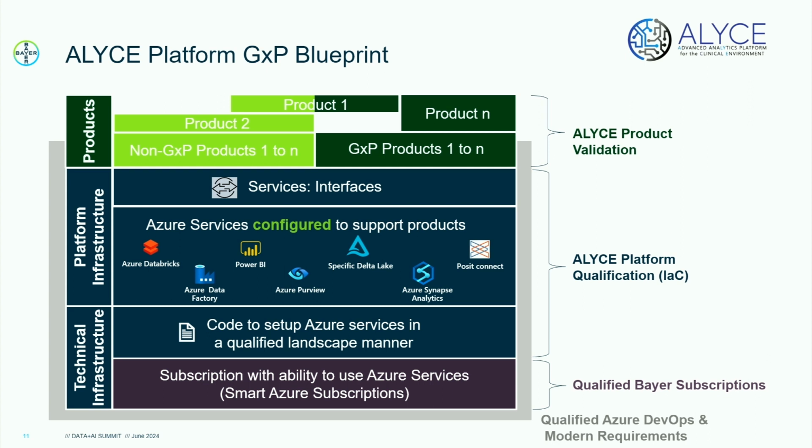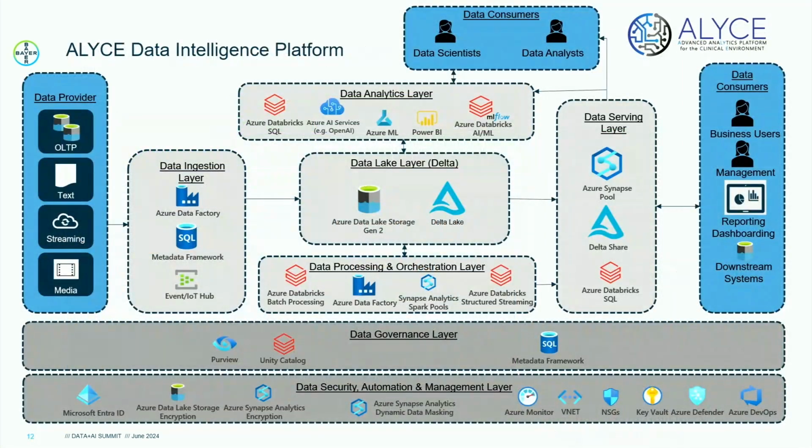And this is where you see the top. This is the idea: the ALYCE products in the end are the use cases from a business point of view, which are then typically validated if it is regulated. That is the qualification and validation approach on the platform, in short words, in a nutshell.